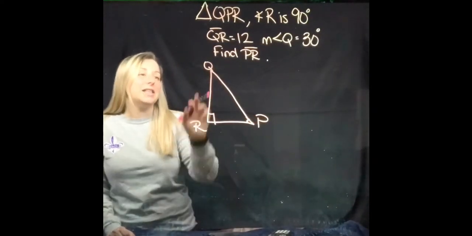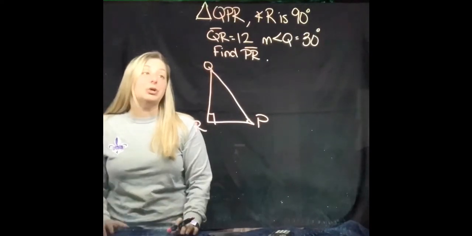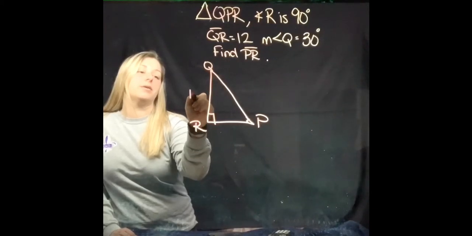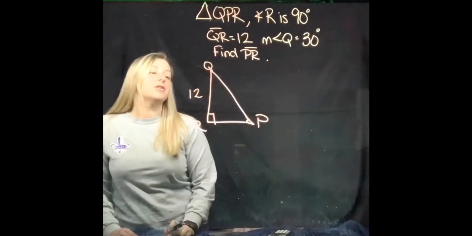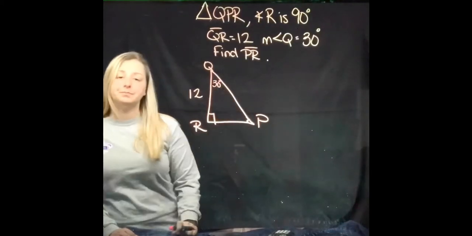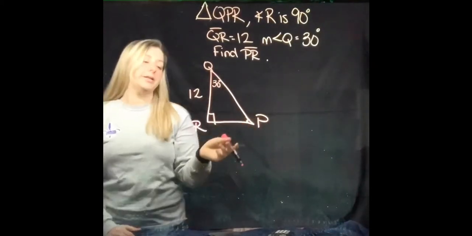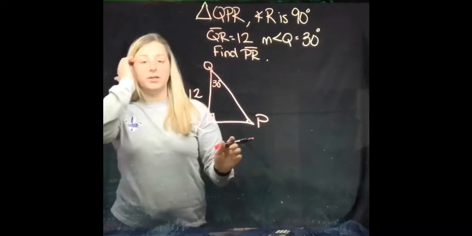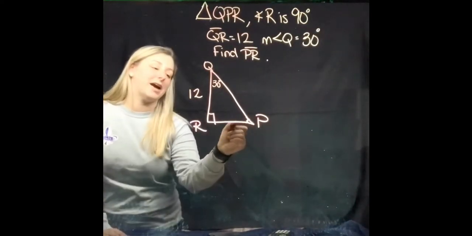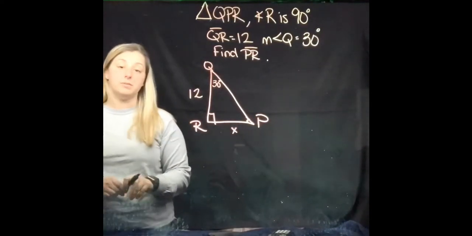So they tell us that QR, or segment QR, side length, is 12. So I'm going to label that as 12. The measure of angle Q is 30 degrees, so that happens to be up at the top. And it could have been here depending on where you place it, but it does not affect anything when solving the problem. And then we want to find PR. So I'm going to place an X on PR. So that's what we're going to be looking for.